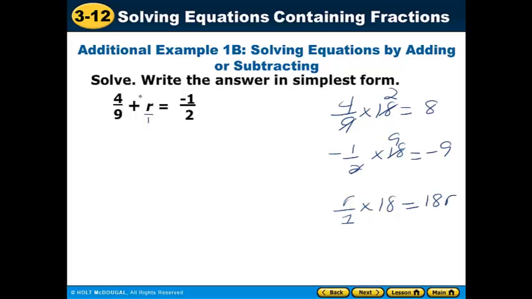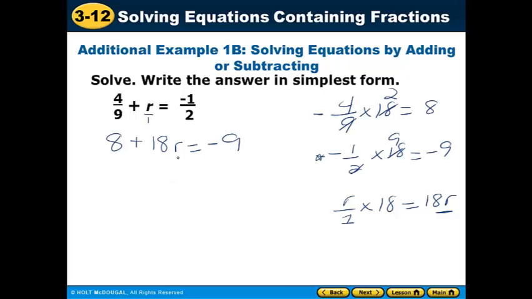So all I did was multiplying everything in the equation by the LCD. So now my 4 9ths, which is this one, turn into 8. See that? How nice. My r turn into 18r, and my negative 1/2 turn into negative 9.